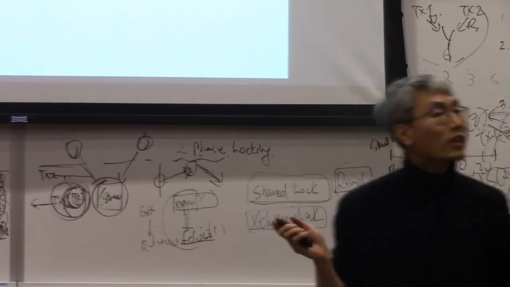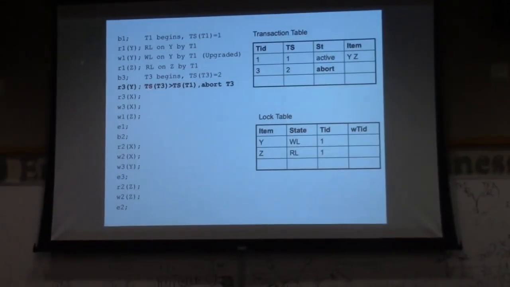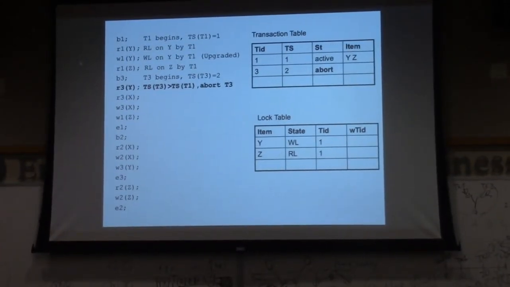Using timestamp. So who caused that problem? Transaction 3 caused the conflict situation. This one's timestamp is higher. Higher means younger. Younger means die, terminate. Because we decide, if you have wound-wait, then wait.